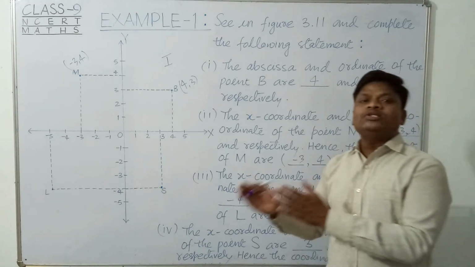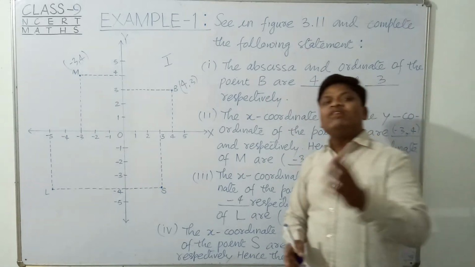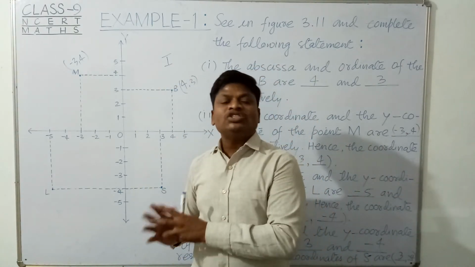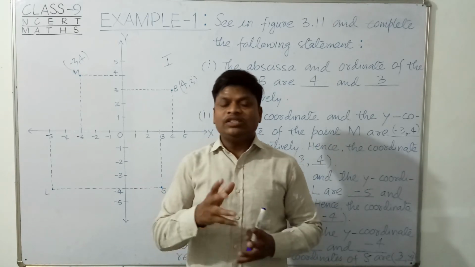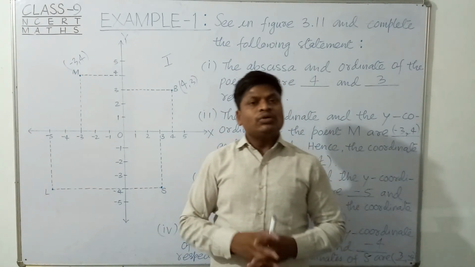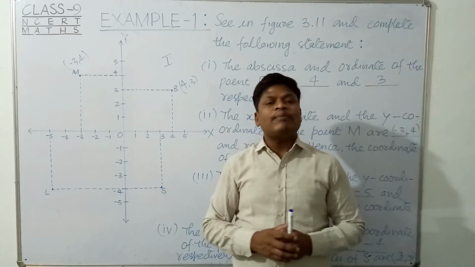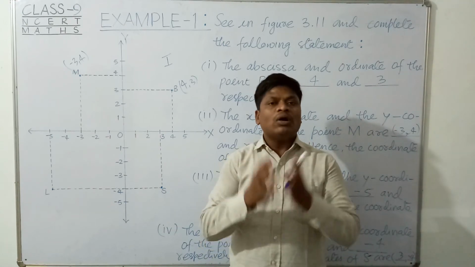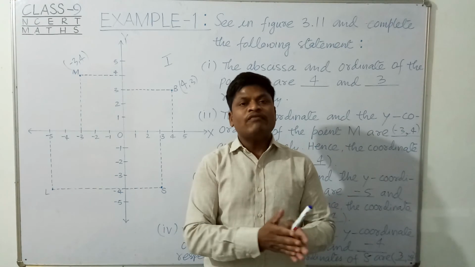Example number 2 is also given in your textbook, which is very similar to the example number 1, and you will find some questions in the exercise 3.2. So on the basis of this example, you can observe the figure and write the coordinates, which are the x coordinate and y coordinate. So see friends, it is very simple. If you understand the introductory part of this chapter, what is the quadrant, what is the coordinate, what is the abscissa, all these terms, if you have already learned, so you can easily solve the exercise 3.1 and 3.2.